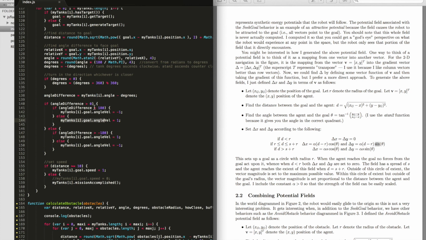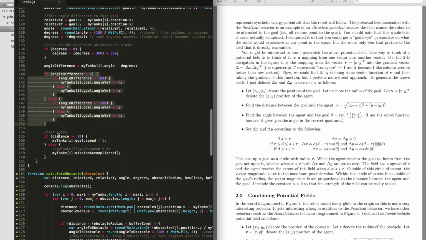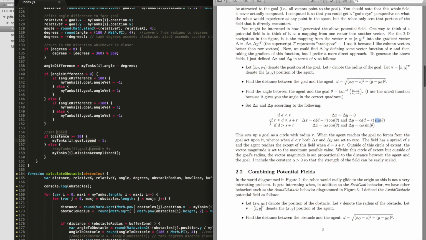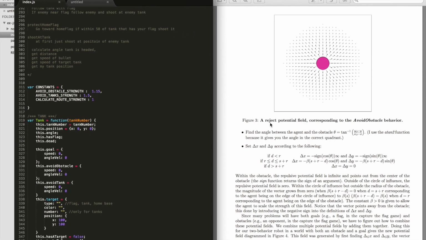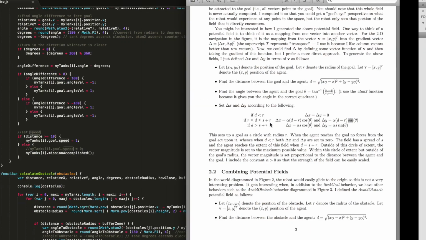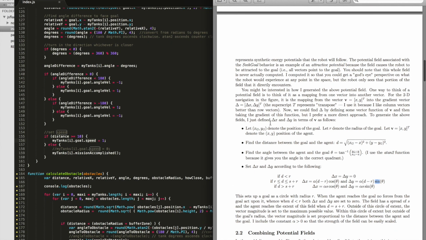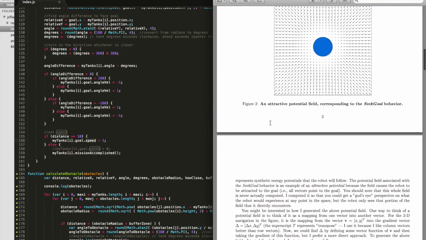You can kind of see how this works. And if the distance is greater than 10, meaning we're not quite there yet, then we'll set the speed to 1. Okay, so that was the calculate route, the calculate the goal potential field.